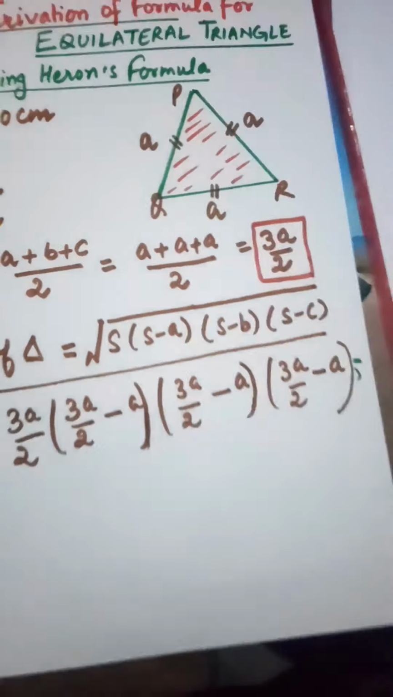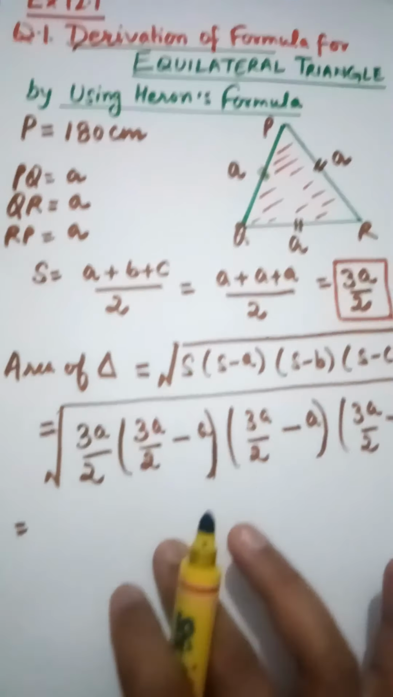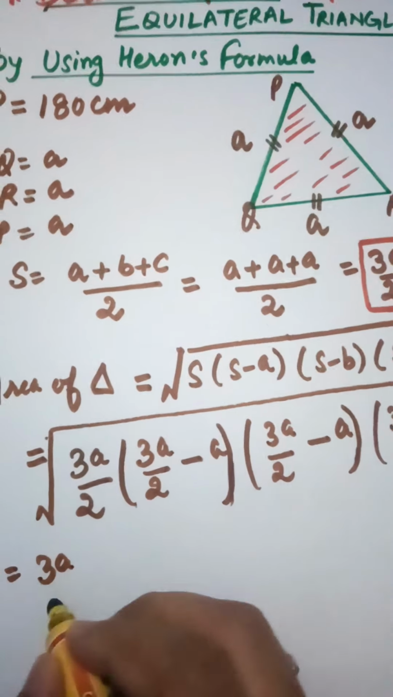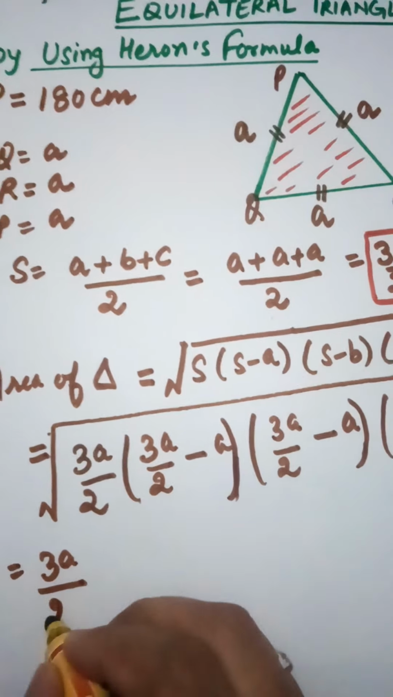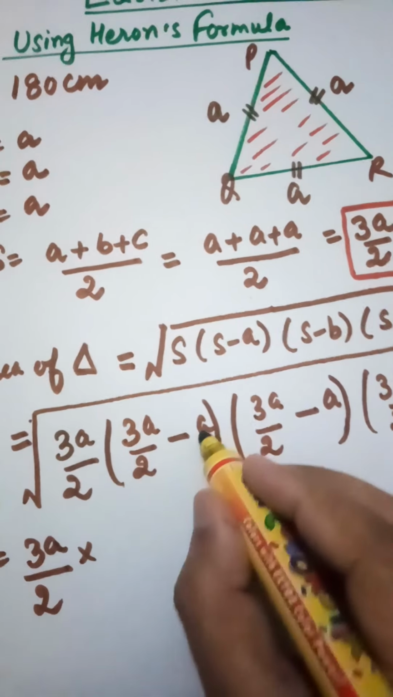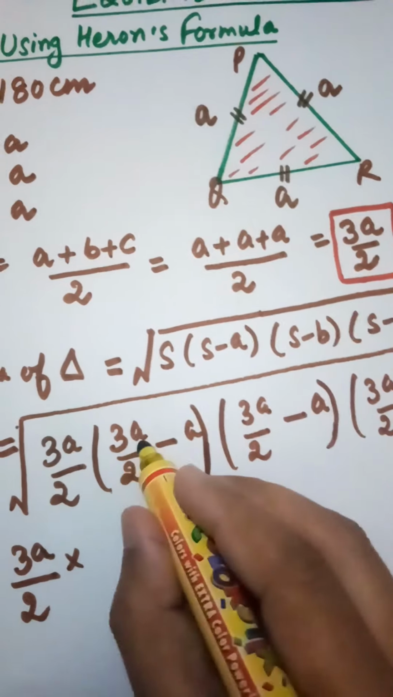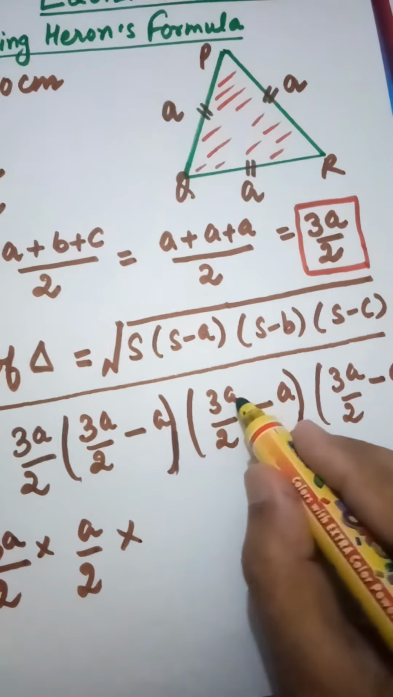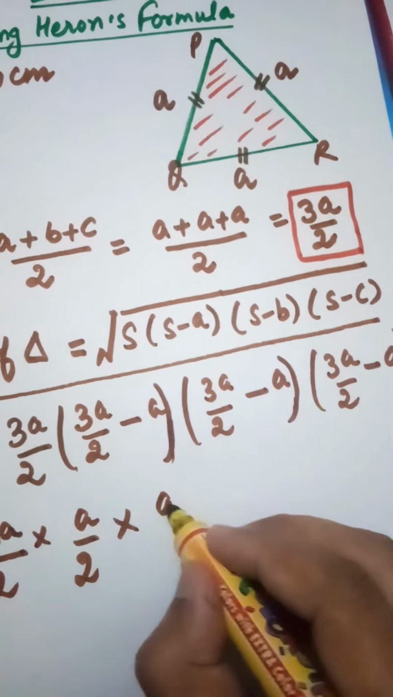Very important step here now is to take the LCM. This you must know very well. The first factor remains the same, as S remains 3A upon 2, into, if you take the LCM here, 2 into A is 2A. So 3A minus 2A is nothing but A upon 2. Again 3A minus 2A is A upon 2.